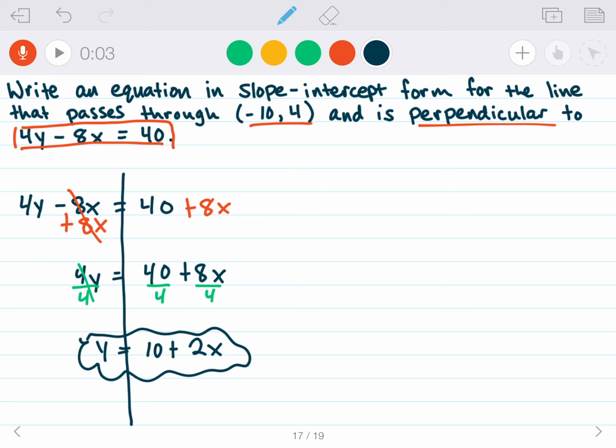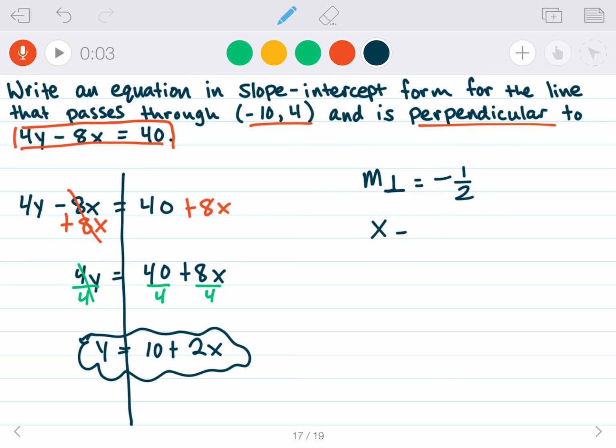Well, remember, this line that I'm concerned with is perpendicular to this line that I just found in slope-intercept form. So the slope of the perpendicular line, and sometimes I use this symbol to represent perpendicular, this little upside-down T. It's perpendicular. So the slope of the perpendicular line, if I take the opposite reciprocal of this, 2 over 1, it's 1 over 2, make it negative. Okay, that's the slope there.